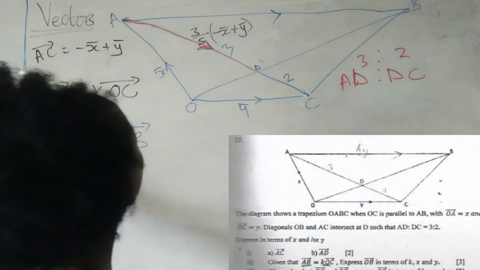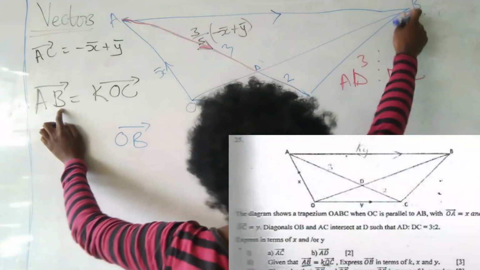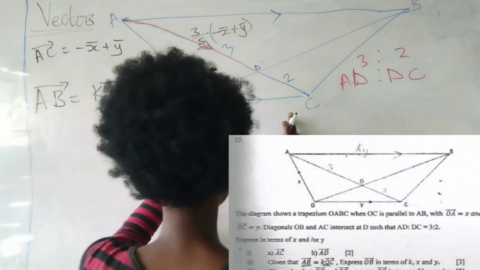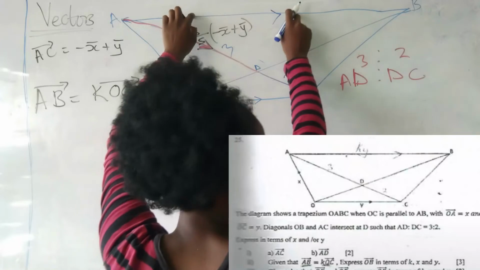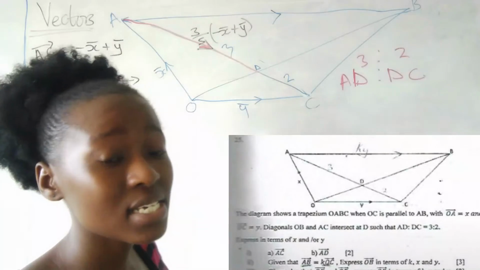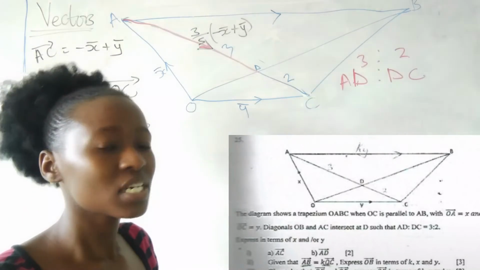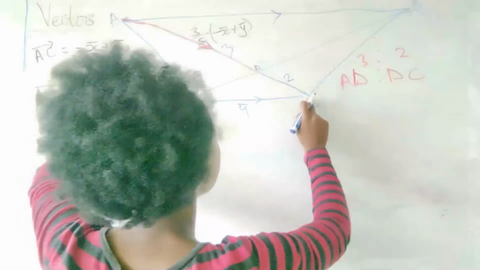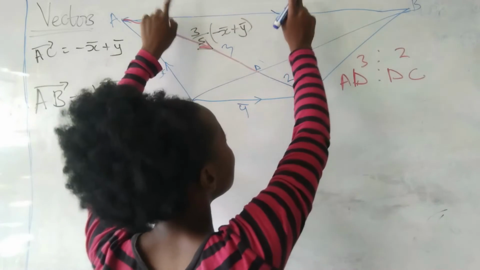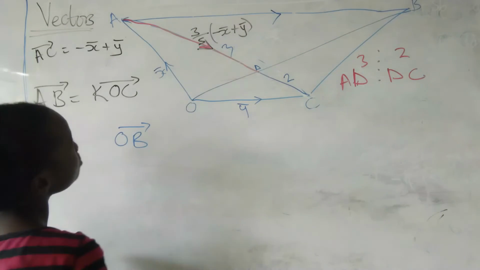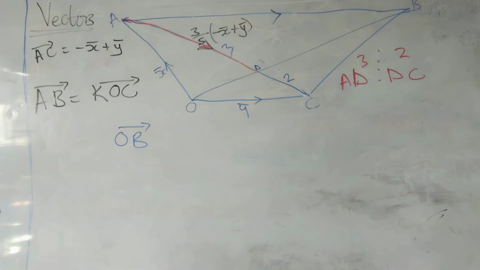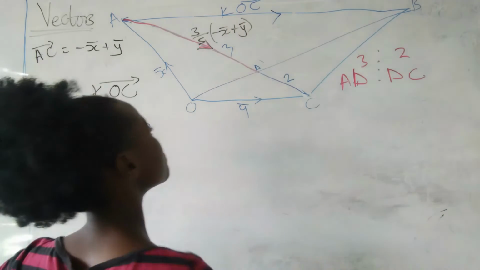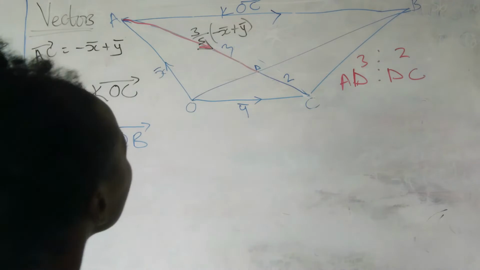We are given AB. Where is AB? This is our AB, right? This line. And it's K times OC. That's what I mean. Okay, so since we are given that, we are required to find OB.